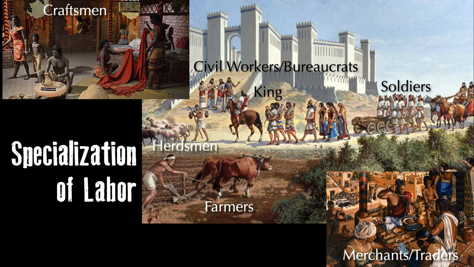So all of these functions were possible because of the specialization of labor, which allowed people to do different things rather than just spending all of their time hunting, gathering, and farming. Fewer people were needed to farm so that other people could be freed up to do other tasks.